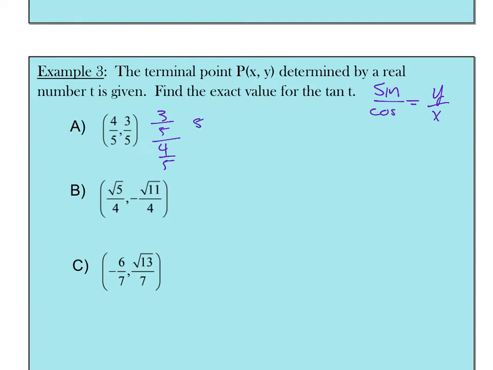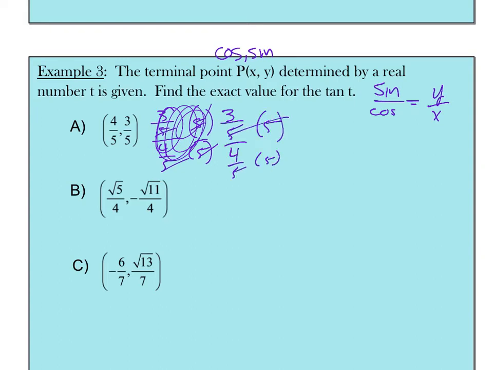If I multiply both the top and bottom by 5, that cancels, that cancels. Oops, I backed that up. Sine over cosine, y over x. No, I was right. Hold on. Cosine, sine. So 3/5 over 4/5. Multiply top and bottom by 5. Cancels, cancels. I get 3/4 for an answer.